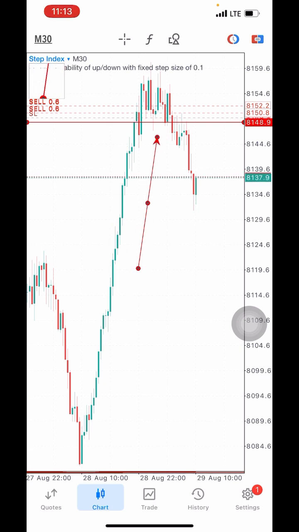So this is a retest right now. Back to this point, it started going up, and some people start buying.